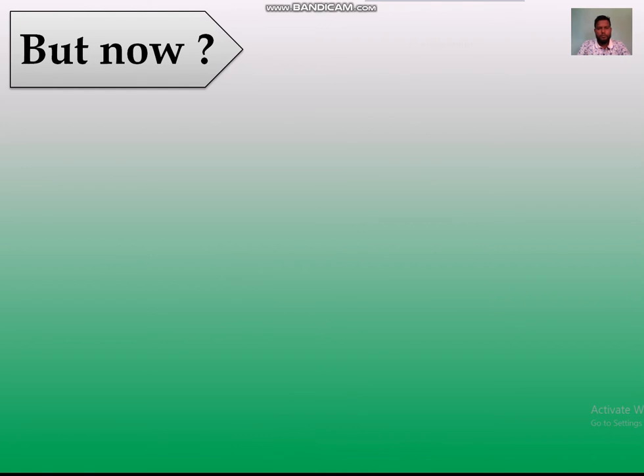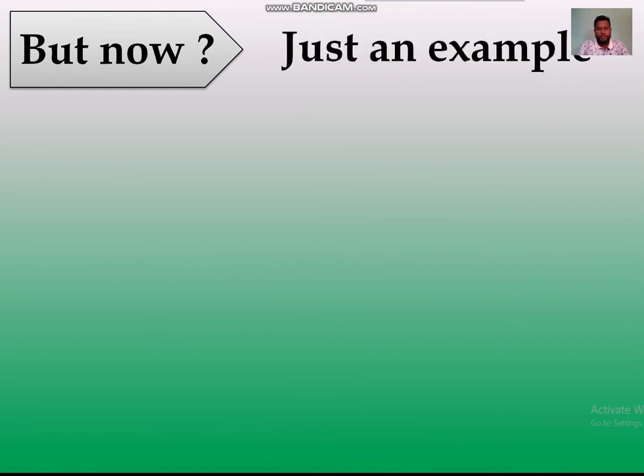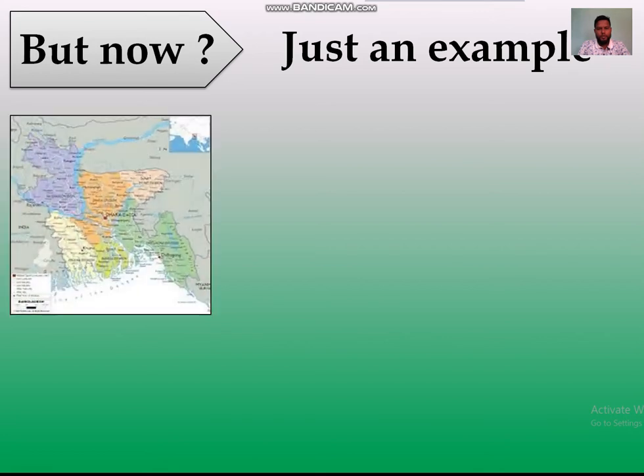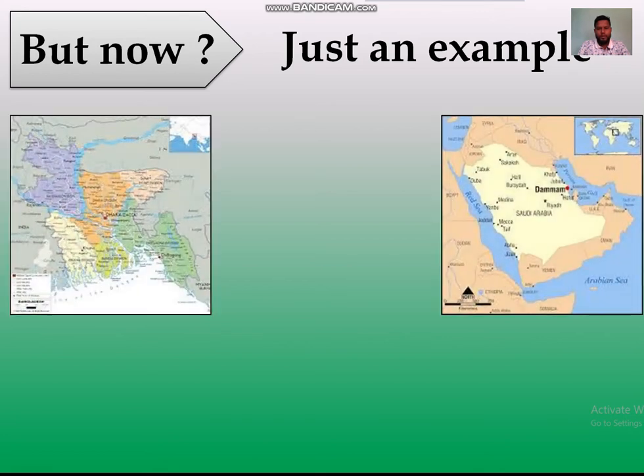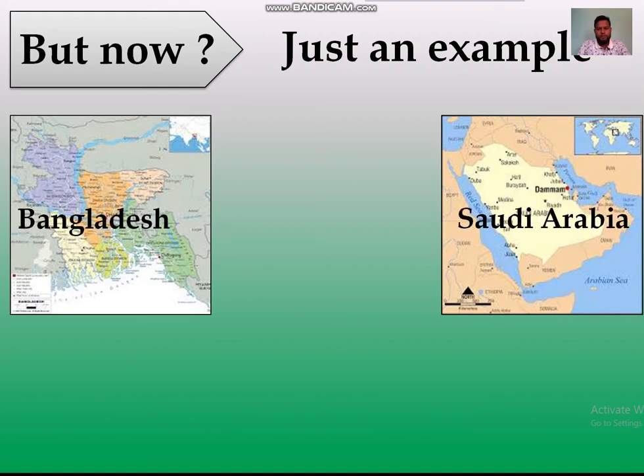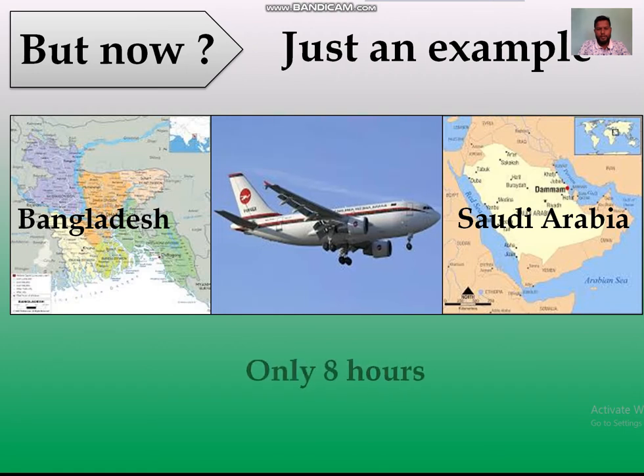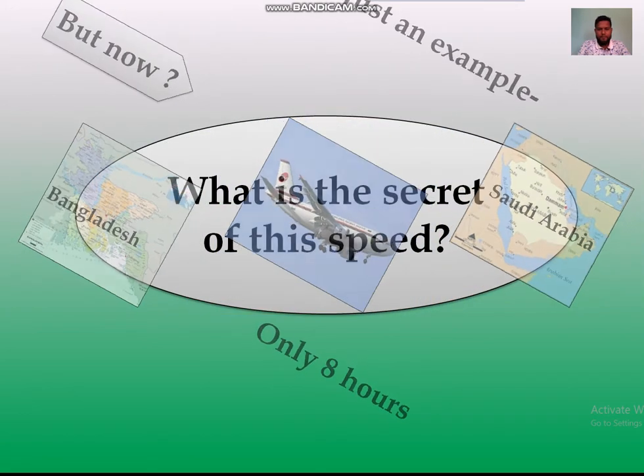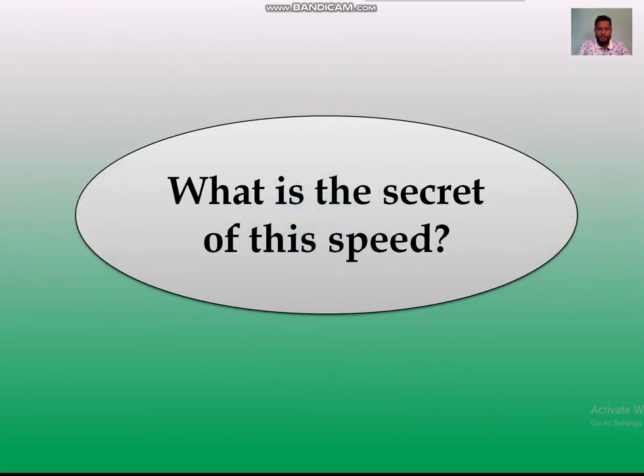But now, what is being used now? Being a citizen of Bangladesh, if you want to travel to Saudi Arabia, thousands of miles away, this distance can be reached within only 8 hours, because of the super invention of science. What is the secret of this speed?